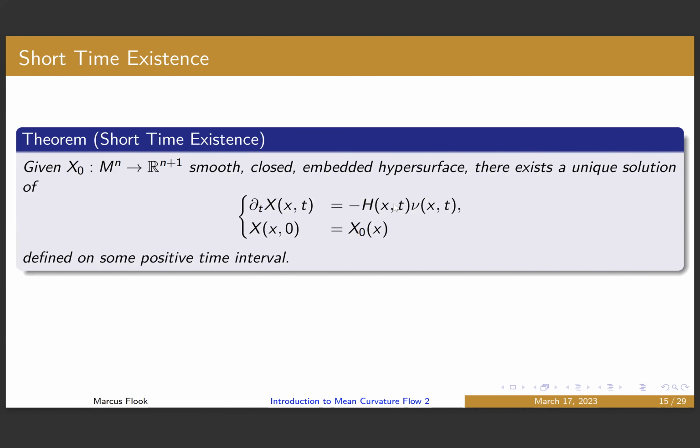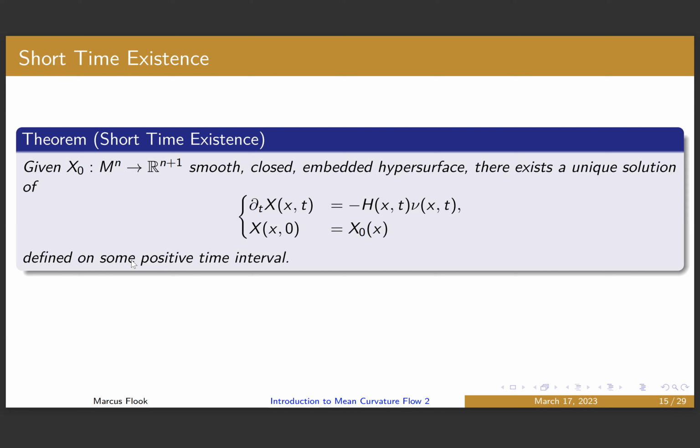Okay, so the final result that I wanted to talk about today is basically the result that gives us a theory to talk about, at least for some short time, the existence of a solution. In the version that we'll prove today, we're going to assume that we have a smooth, closed, embedded hypersurface. Then there will exist a unique solution to the following problem, which is mean curvature flow, defined on some short positive time interval.